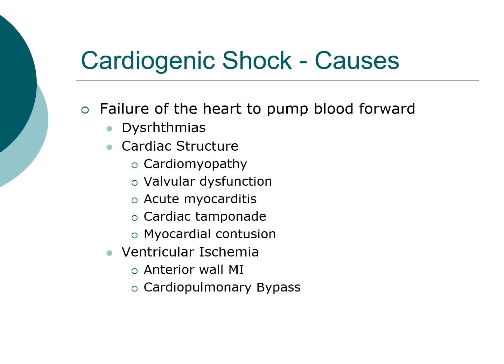Our next type of shock is cardiogenic. So here are some of our causes, and it's basically damage to the heart. And when the heart's damaged, it's not pumping effectively. If it's not pumping blood forward effectively, then the blood tends to back up. So these can be some severe dysrhythmias. It can be structural damage to the heart, whether it's cardiomyopathy, or an acute issue such as myocarditis. It can be a severe MI. It could be that the patient needs or is on a cardiopulmonary bypass.